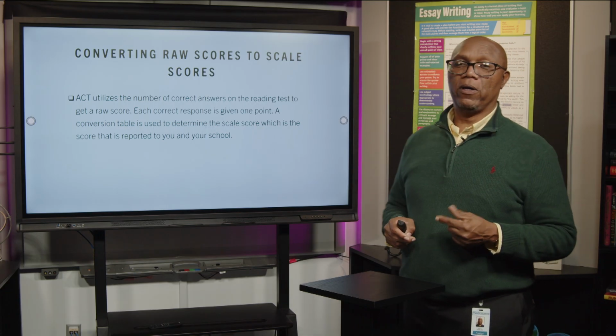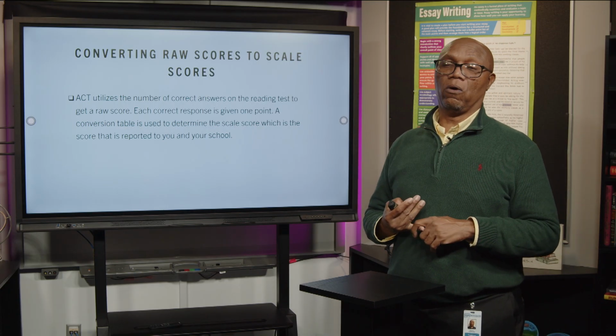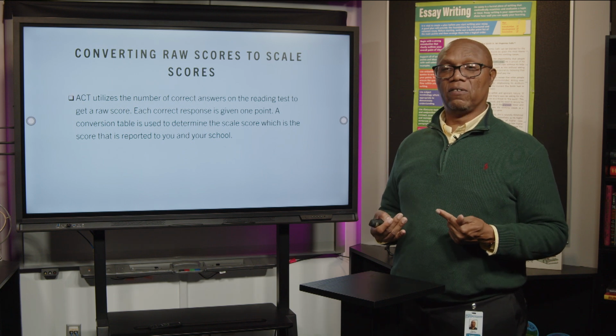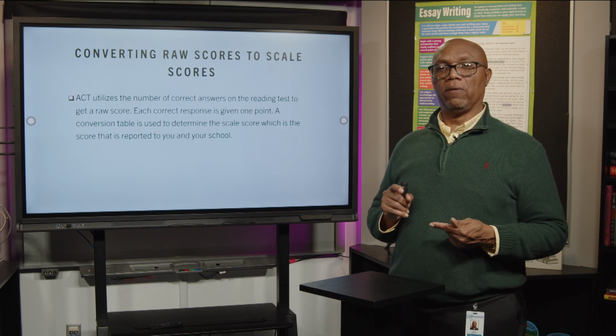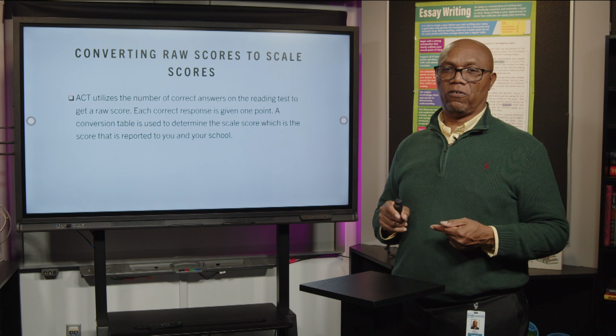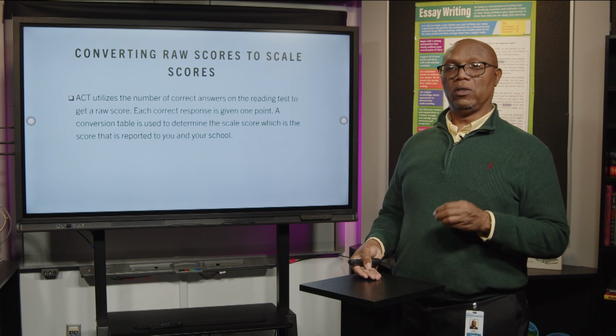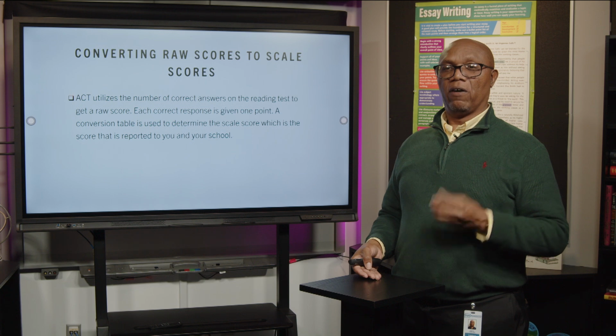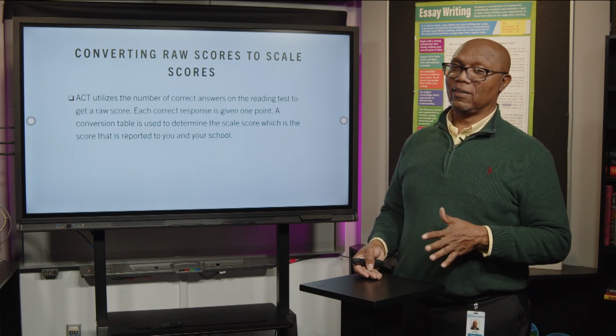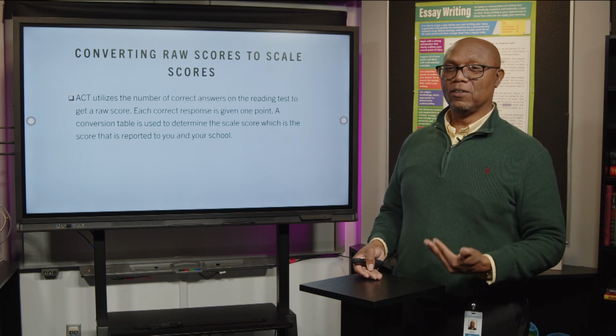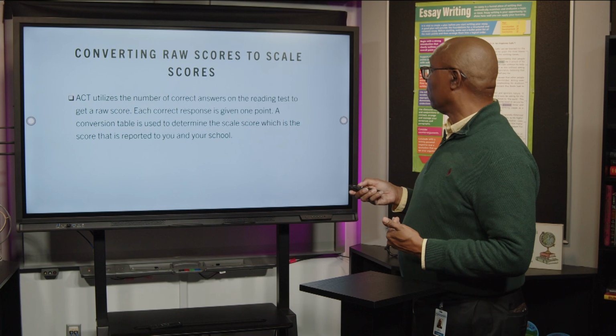Remember what we said. It is very important on ACT, whether it's the reading section or the other sections on the test, that you leave no questions unanswered, because you don't get penalized for incorrect answers. You only get credit for correct answers. So even if it's a guess, ACT doesn't care. You still get credit for that particular answer.